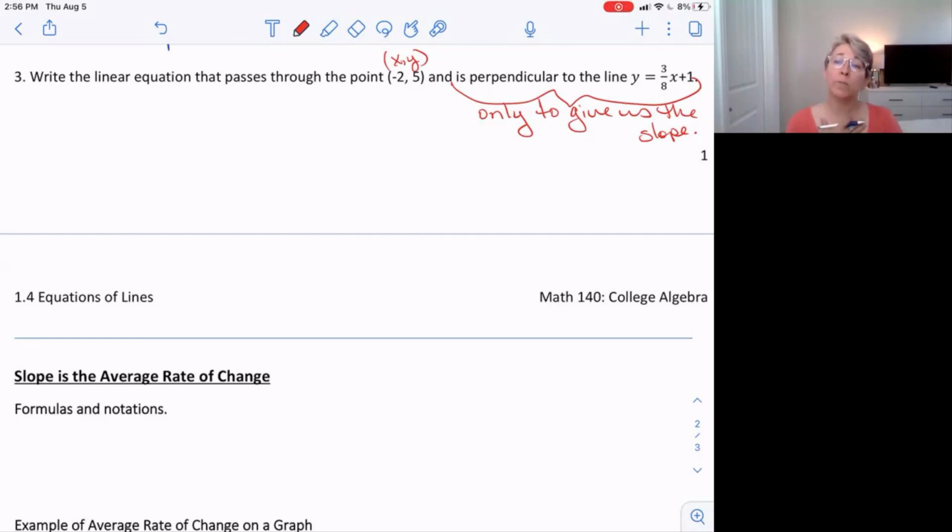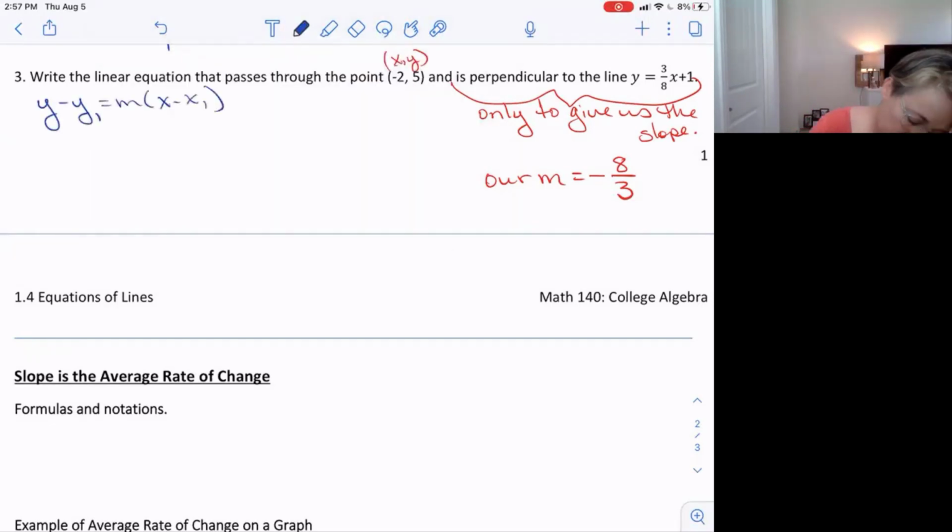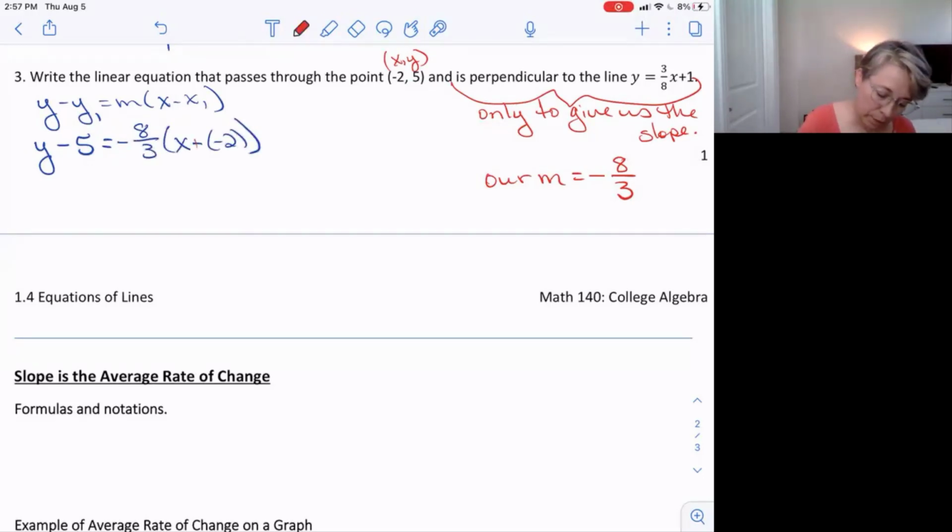So if our line is perpendicular to this line, whose slope is 3/8, then our slope is going to be -8/3, because it has to be the opposite sign and reciprocal. So again, we can use the point-slope equation. We can plug in our x, y values that were given, (-2, 5). So we get y minus 5 equals our slope of -8/3 times x minus -2. Remember, minus a negative is plus a positive.